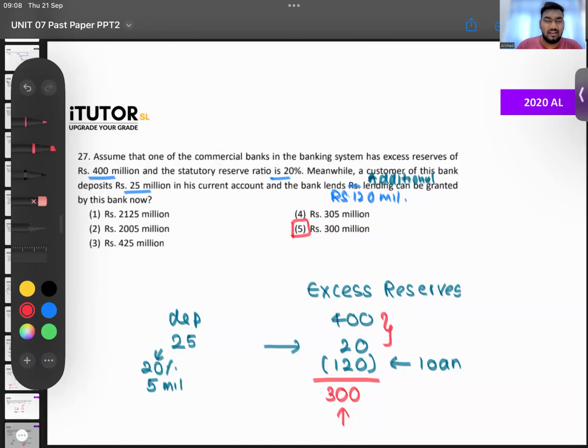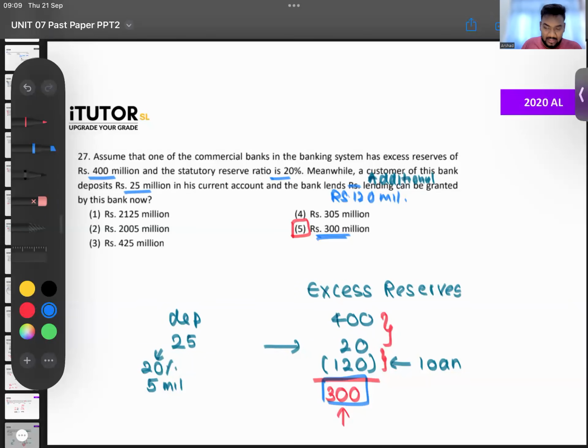Another customer came and took a loan of 120 and went. So now the bank has how much? So if you minus this 120 also, now the bank has only 300 million of excess reserves. So now how much of additional lending can they give? Now additional lending that they can give is only 300 million, because that is the amount of excess reserves that they have. Is that clear? Yep. It's an interesting question to think.